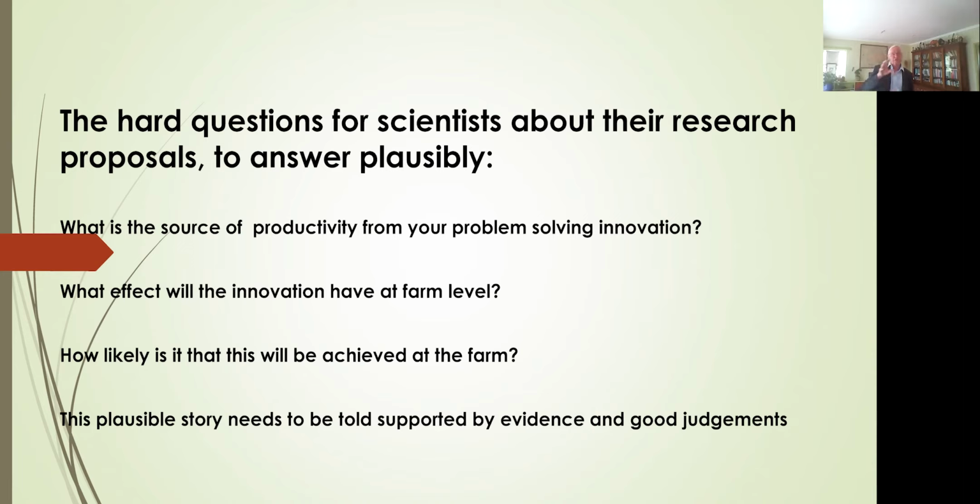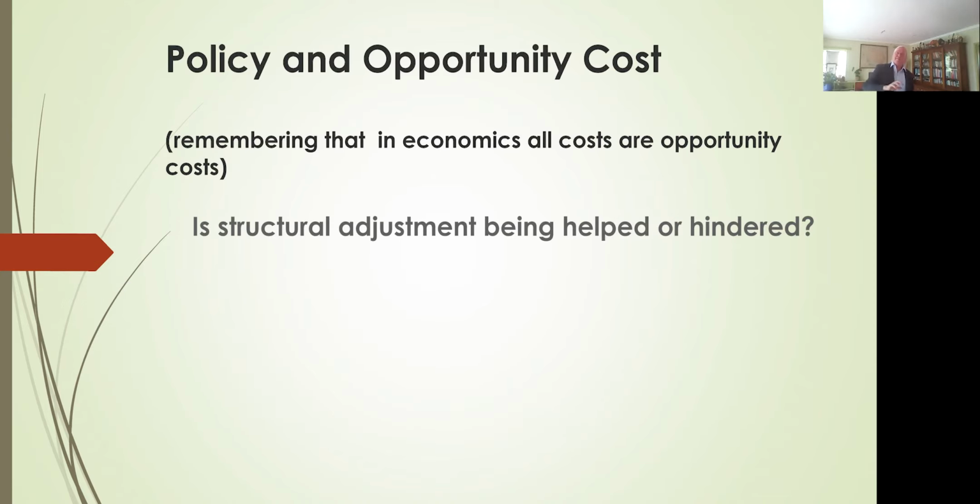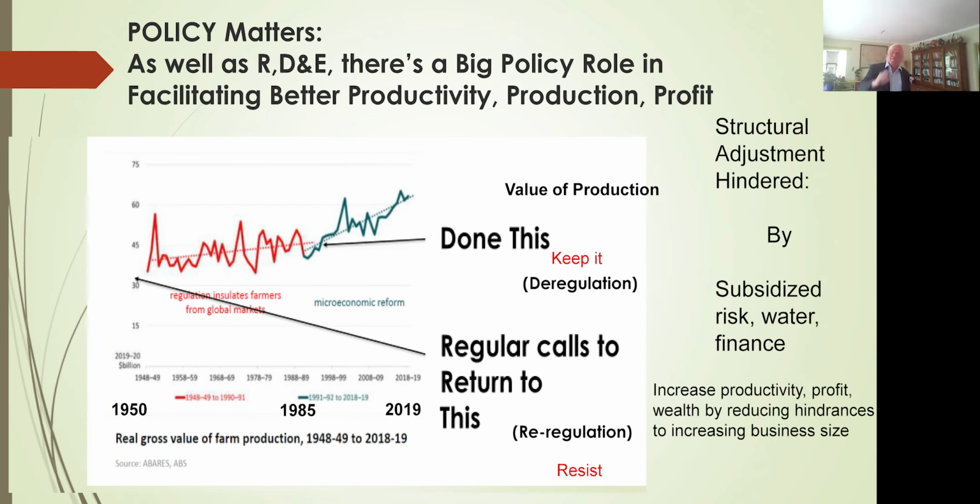What effect will the innovation have at the whole farm level? What's the likelihood it'll be achieved? And we need to put together a plausible story. Coming back to opportunity cost and productivity, is structural adjustment being helped or hindered? That's the question. And here's a graph that sort of answers that question.